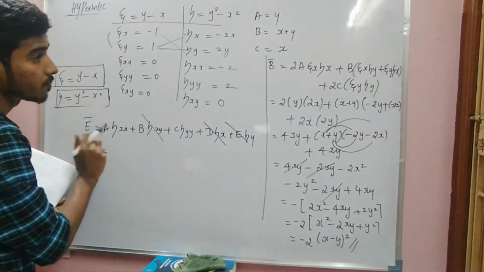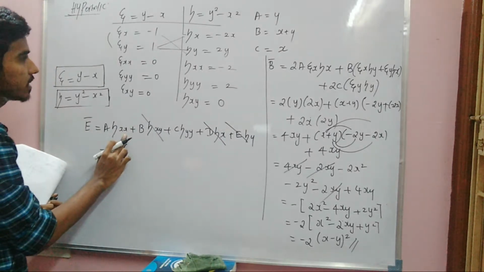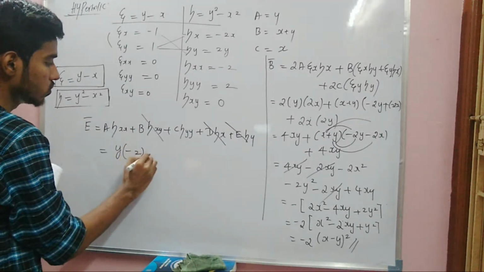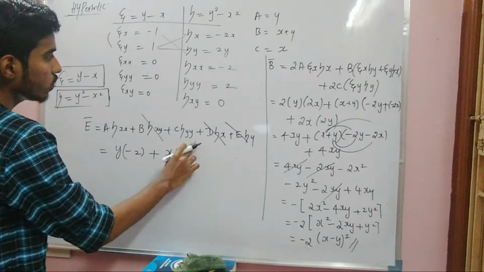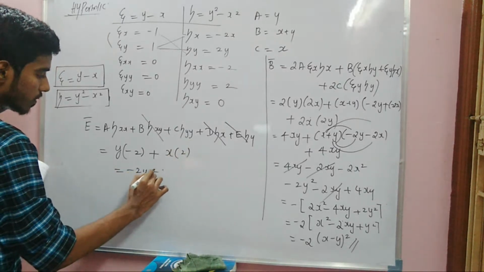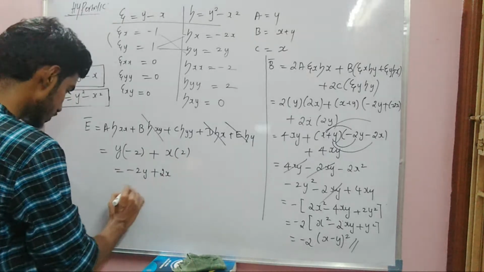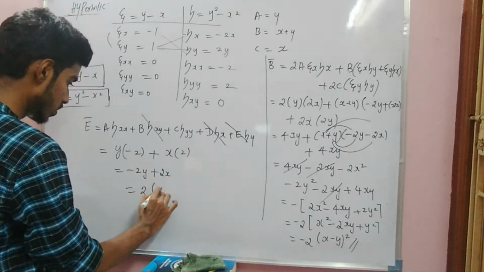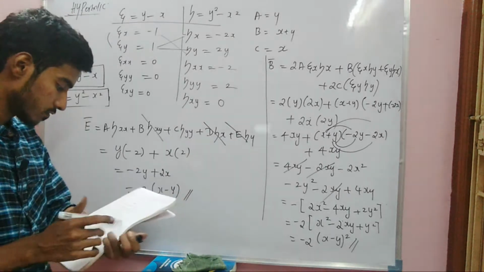So what is a? A is y, right? A is y. Eta xx is minus 2 plus c is x, eta yy is 2. So we have minus 2y plus 2x, or we will write this as 2 of x minus y. That's it. So we have found all the formulas.